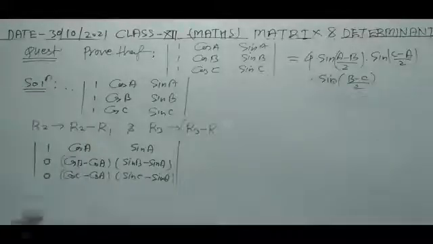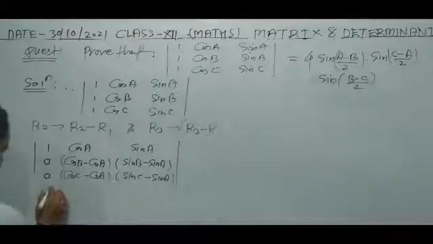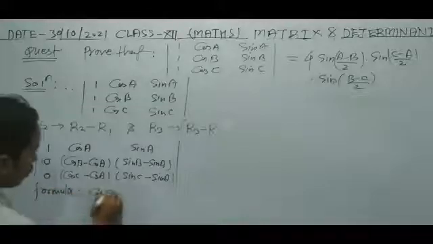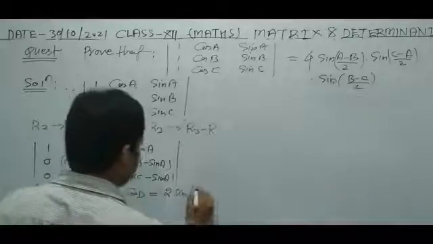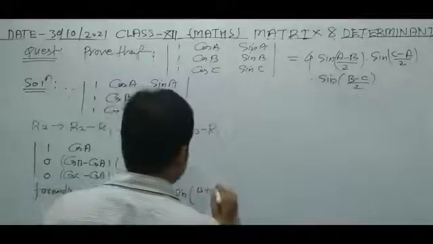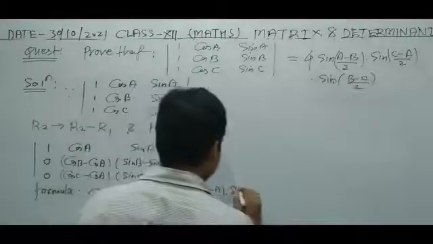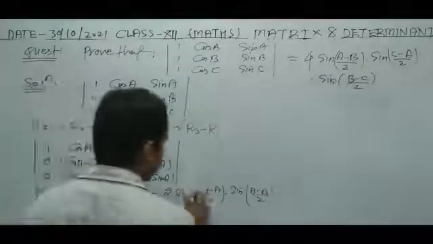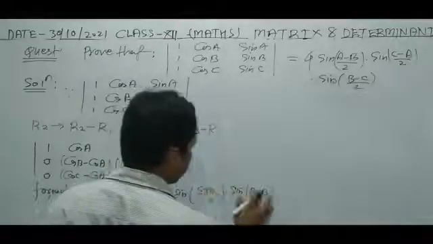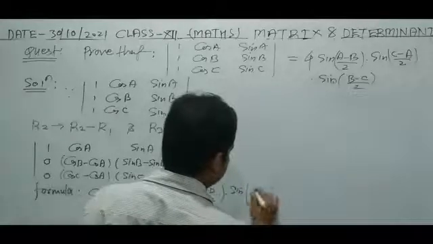Before simplifying, we have to use the formulas for cos B minus cos A and sin B minus sin A. So you know the formula of cos C minus cos D. The result is 2 sin of (C plus D) by 2, into sin of (D minus C) by 2.